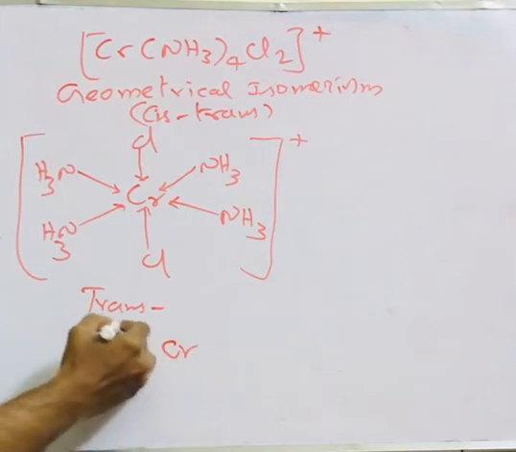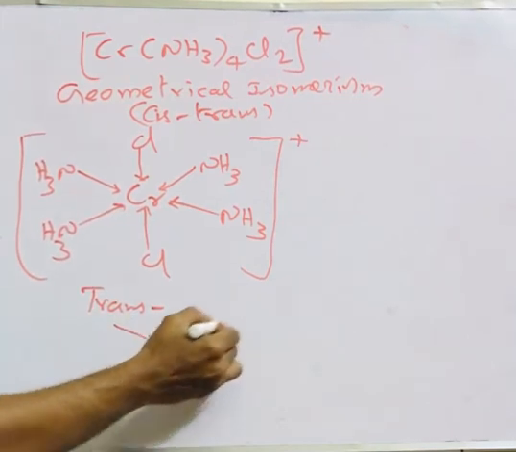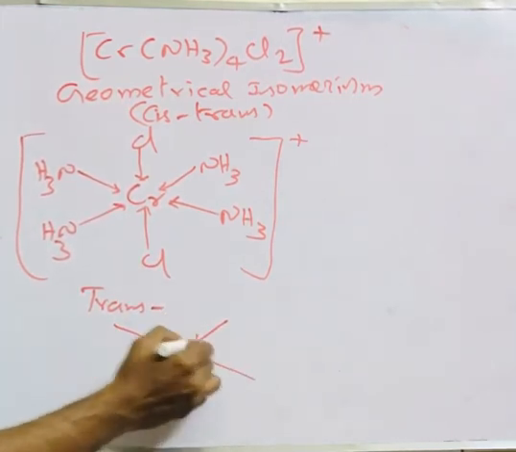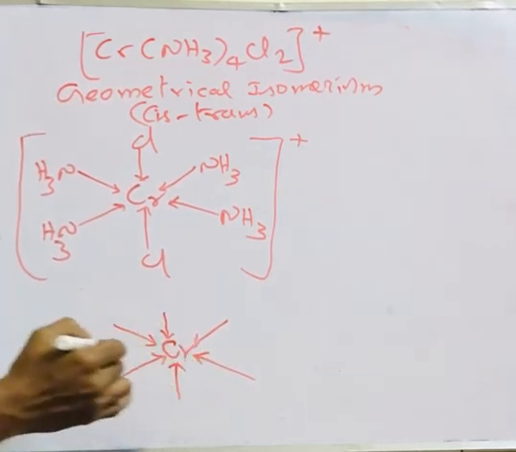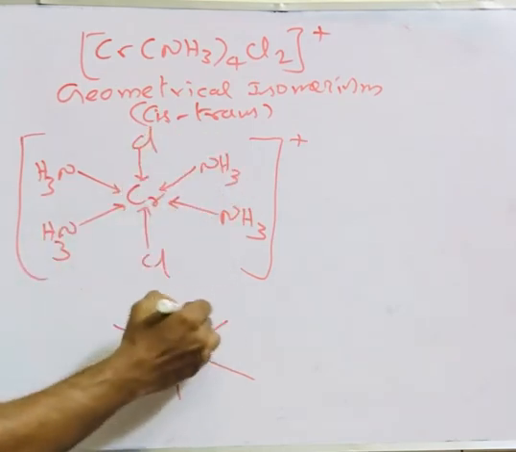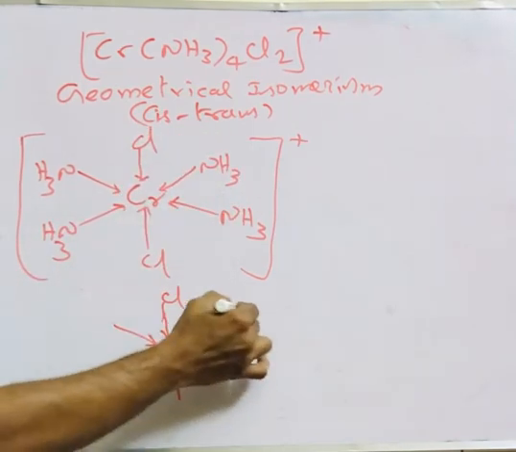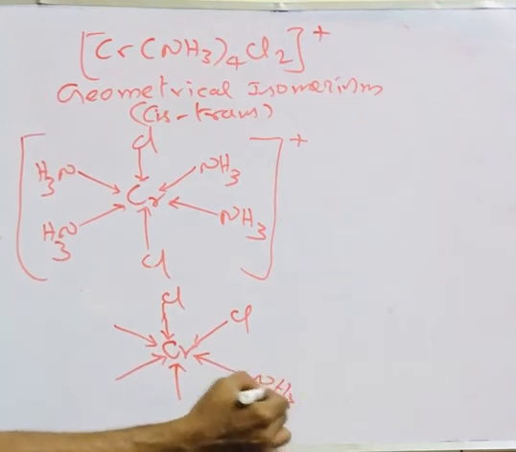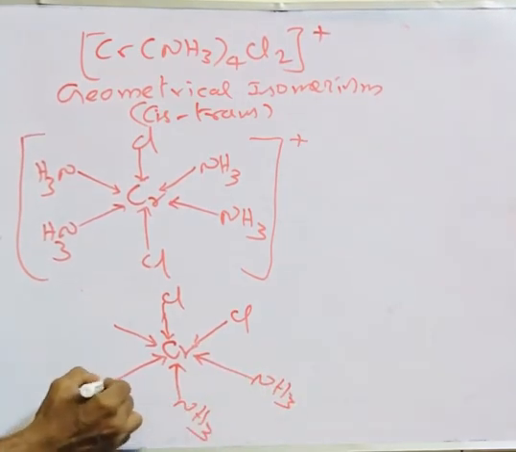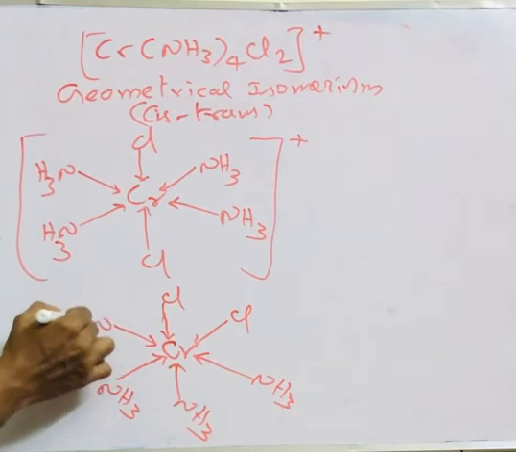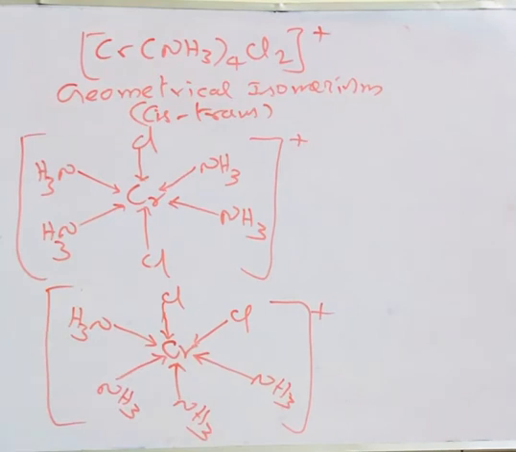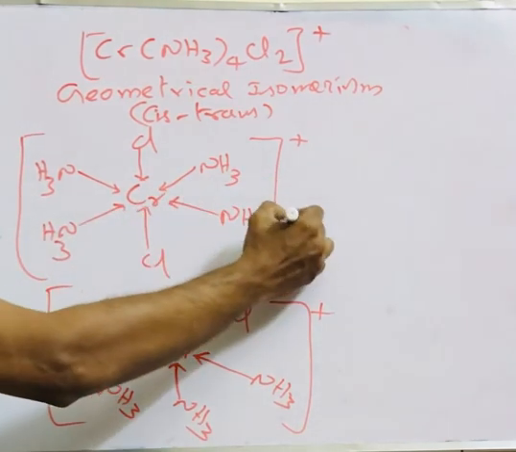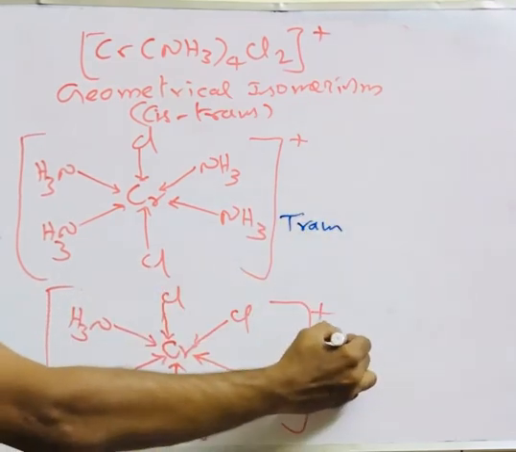For example, chromium, I have the same 6 ligands, and instead, here the chlorine can come, that same chlorine. So I have chlorine and chlorine, and the remaining will be amine groups. So now you can see this is the cis form, that is the trans form. This is the trans form, this is the cis form.